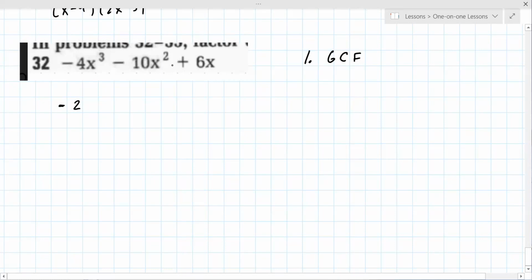Mm. What about a letter? Is there a letter that's common to both? All three, I mean, X. X. And it's always the smallest exponent, just in case I didn't say that earlier. So can you tell me what goes in here? This is crucial that you get this.